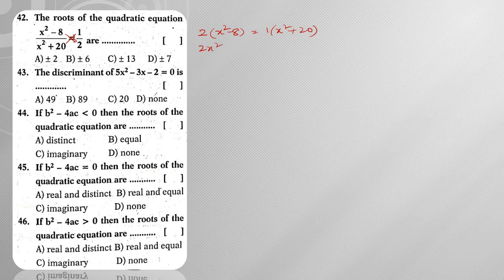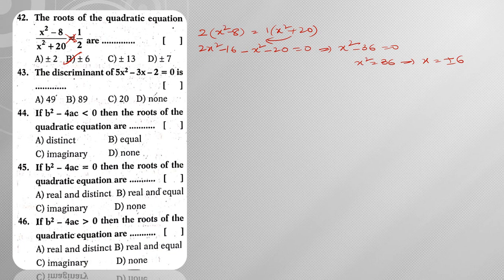Now from this I can write 2x square minus 16, and this whole thing when I transpose to the left hand side becomes minus x square minus 20 is equal to 0. From this, 2x square minus x square is x square, minus 16 minus 20 is minus 36 is equal to 0. So x square is equal to 36, x is equal to plus or minus 6. Hence the answer is plus or minus 6.